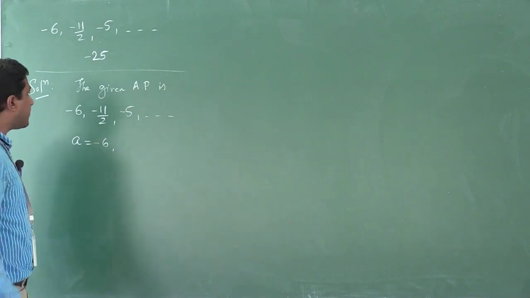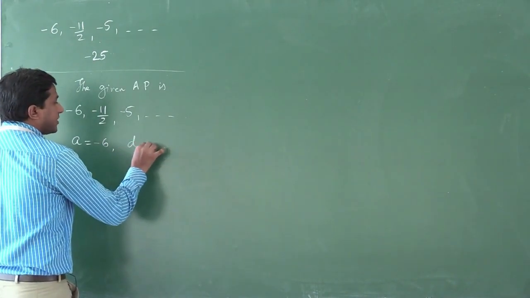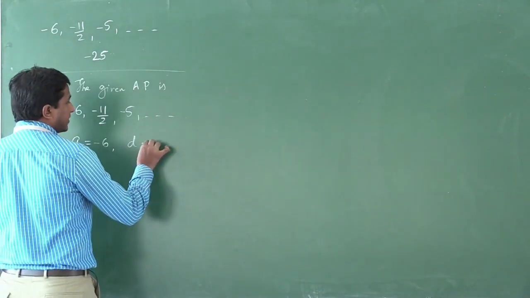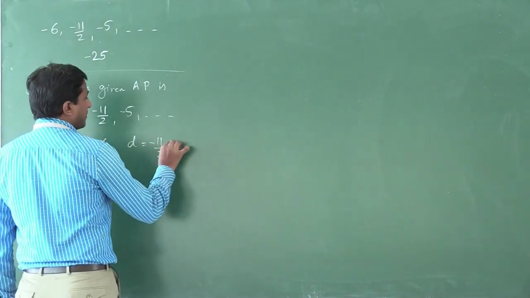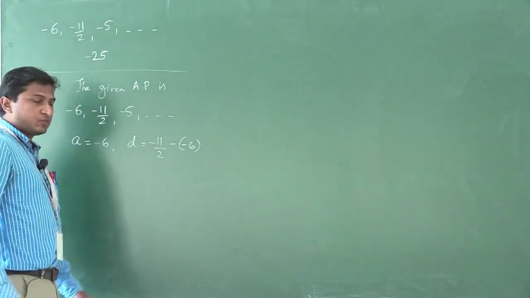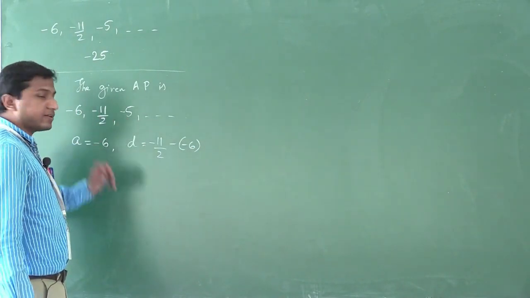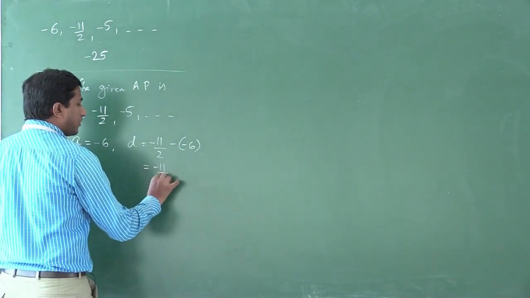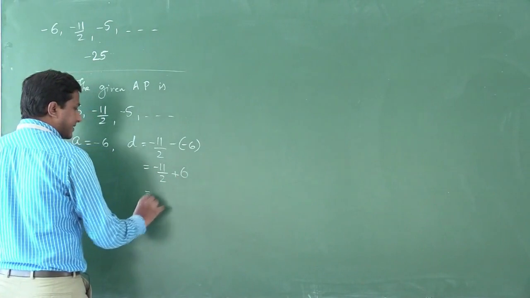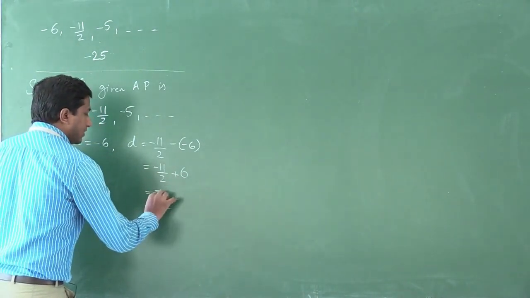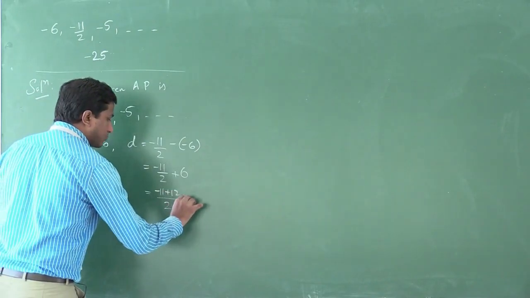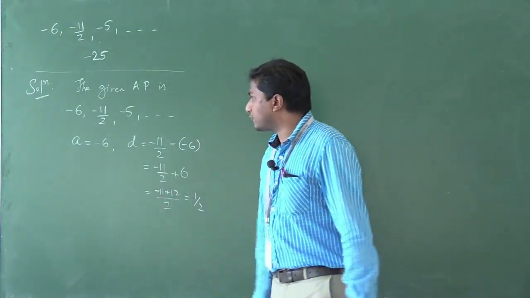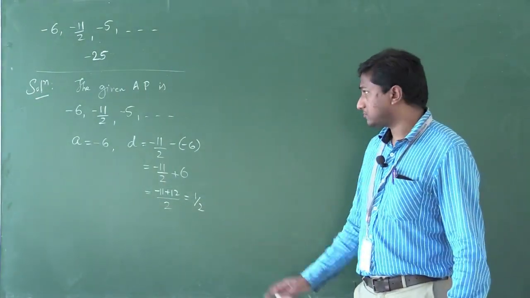Then what is the common difference of this AP? Small d, common difference, is second term minus first term. That is minus 11 by 2 minus of minus 6. You might also do third term minus second term. Now on further simplifying this, we get minus 11 by 2 plus 6. Taking LCM as 2, we get minus 11 plus 12. 12 minus 11 is 1 by 2. So we got common difference as 1 by 2.